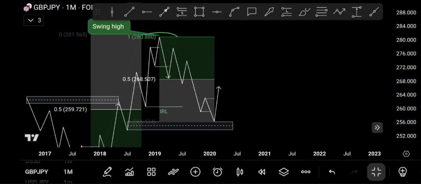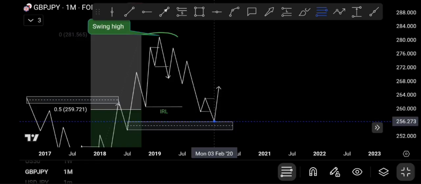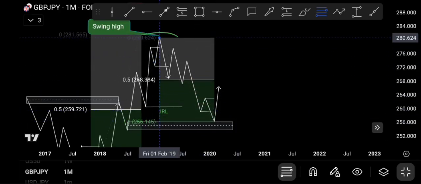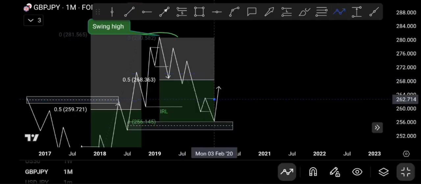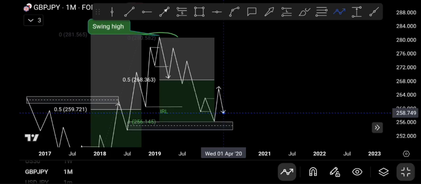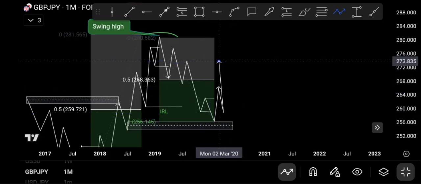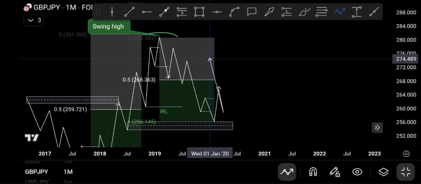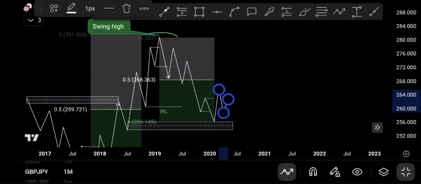As price is in my demand zone here, I will be looking for buys. But immediately price gets to the discount zone, I'll be anticipating sells or holding my buys. You understand?